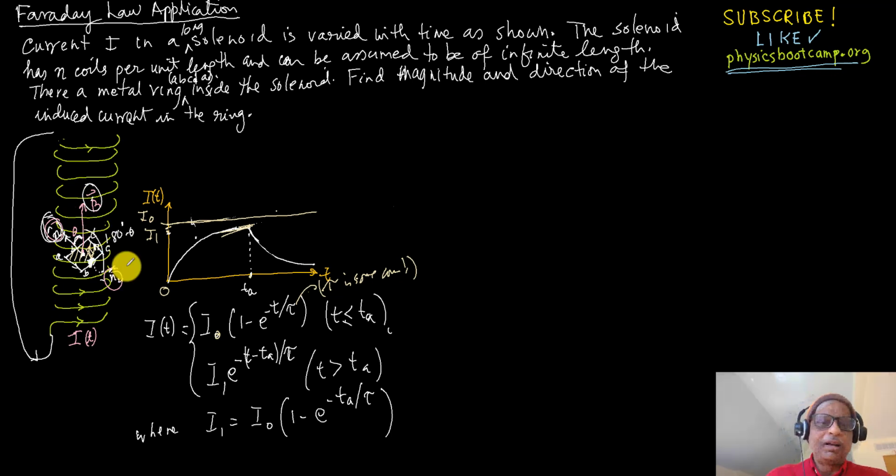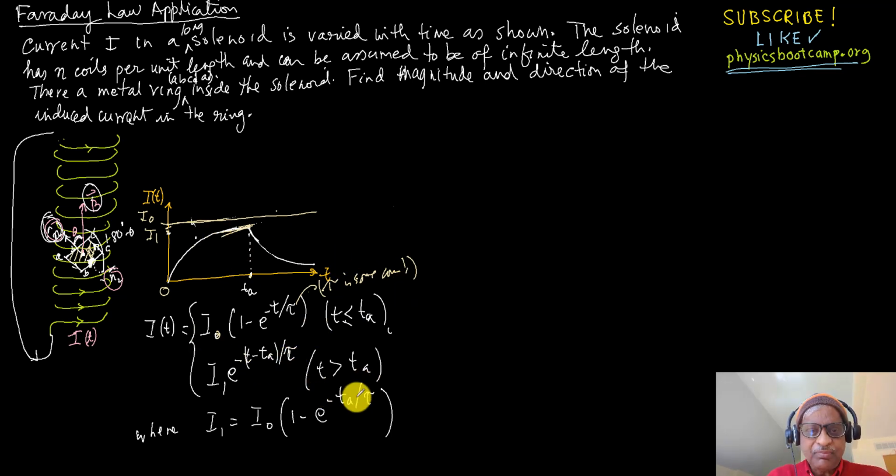Okay, the current in this solenoid is varied with this kind of profile, and a formula for that profile will be something like this. It's increasing over here, and it will saturate to I0 if it is allowed to continue. But at time ta, it turns off, and it is decaying. Current is decaying in there, but the direction is still the same.